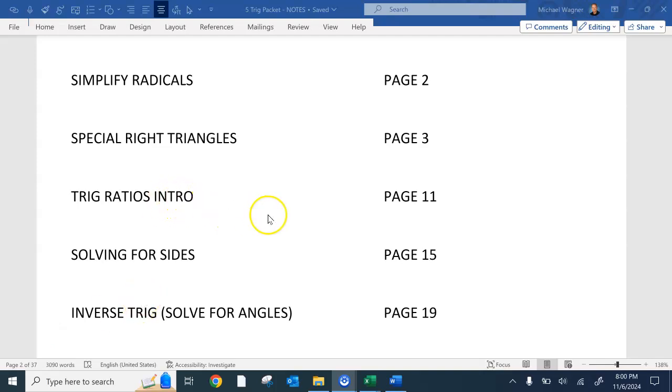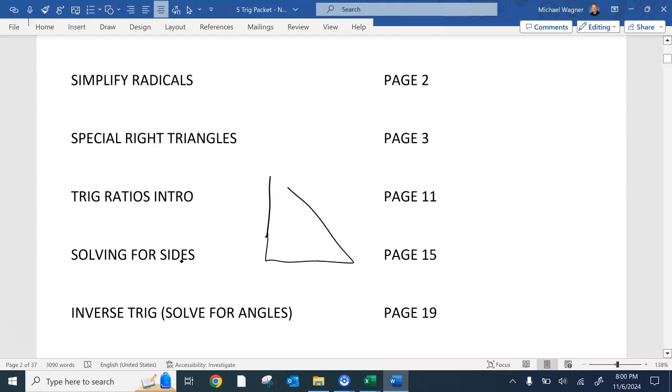Okay, today we are going to solve for the sides of a right triangle. And this is a right triangle, right? You don't have to take notes on this. I just want to show you.